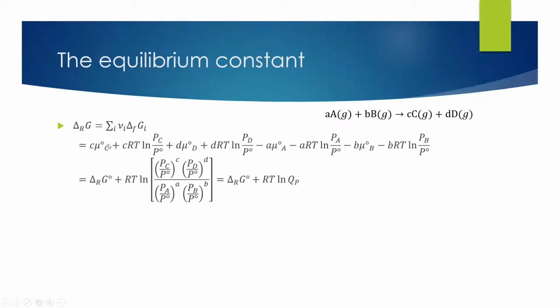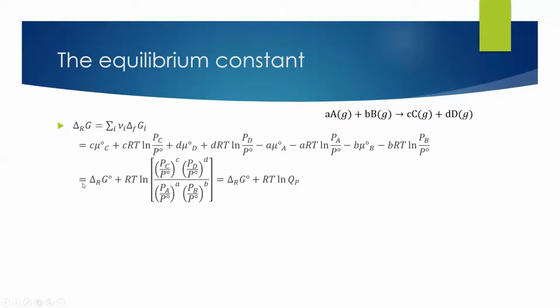And with those four, so with these simple mu terms, if these are the standard state chemical potentials, if we group them all together and had C mu naught C plus D mu naught D minus A mu naught A minus B mu naught B, that is simply the standard state Gibbs free energy. And so we can group all four of these terms into this delta G naught of our reaction.